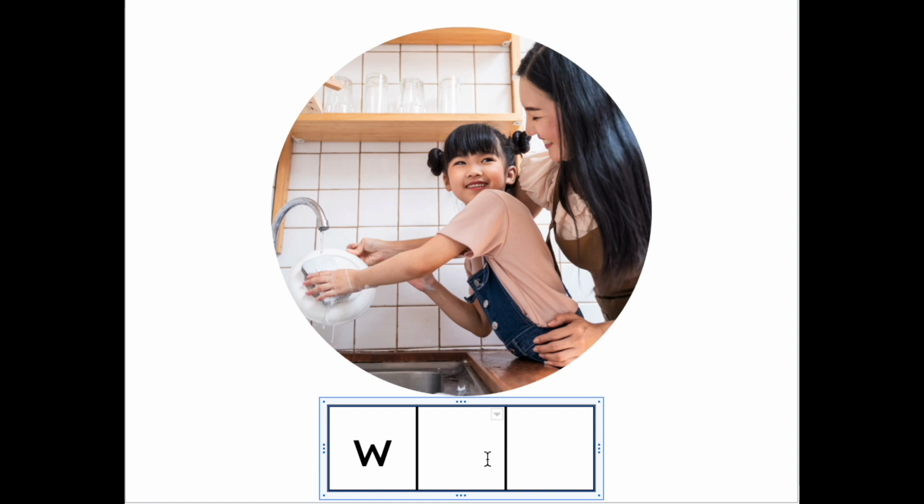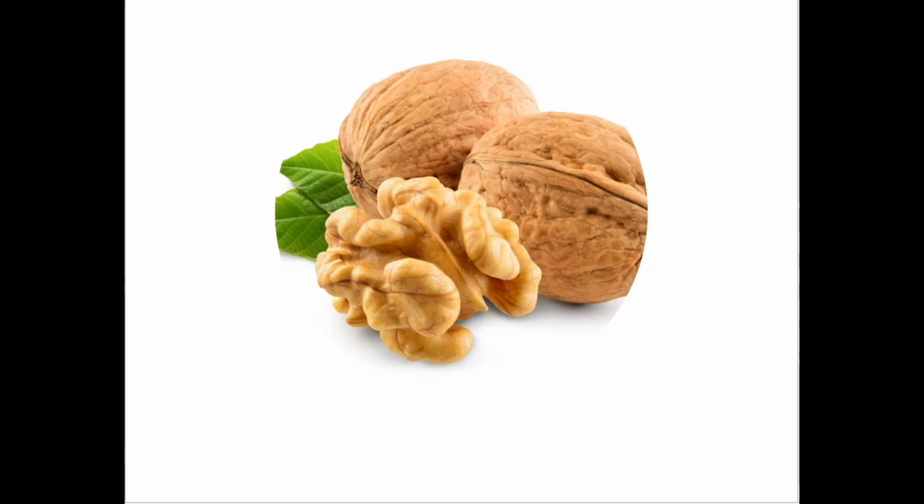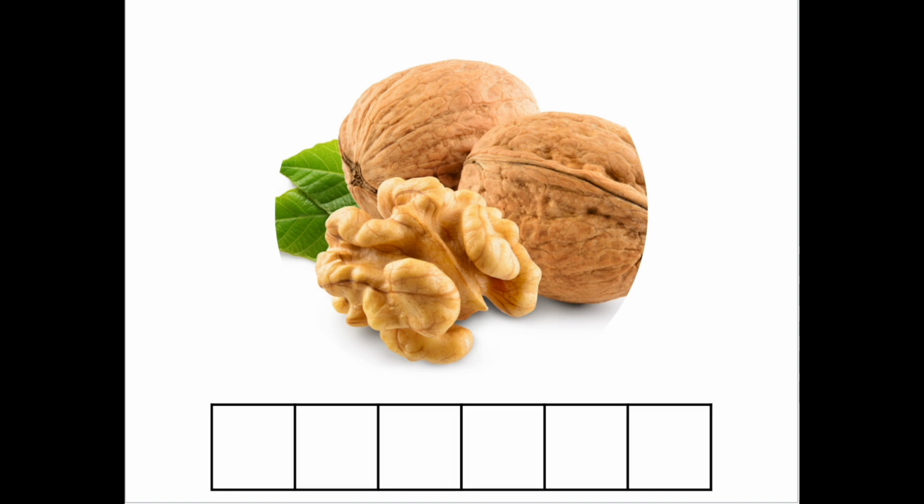W, ah. What letter is making the ah sound? A. What's the last sound in wash? Sh. What letters make the sh sound? SH. Nice job. Our next word is walnut. Walnut. How many sounds do you hear in the word walnut? There are 6 sounds in the word walnut.